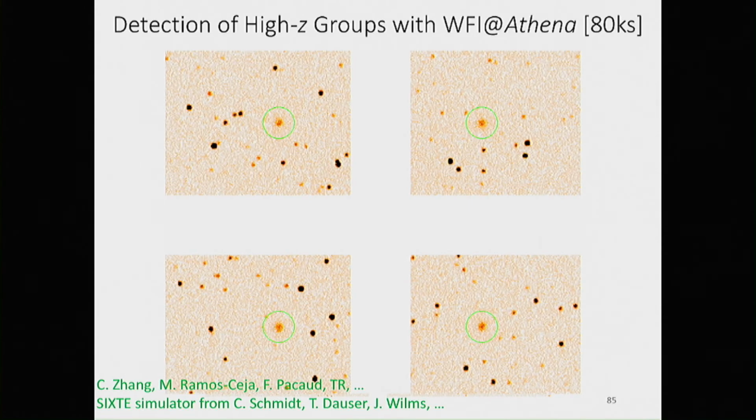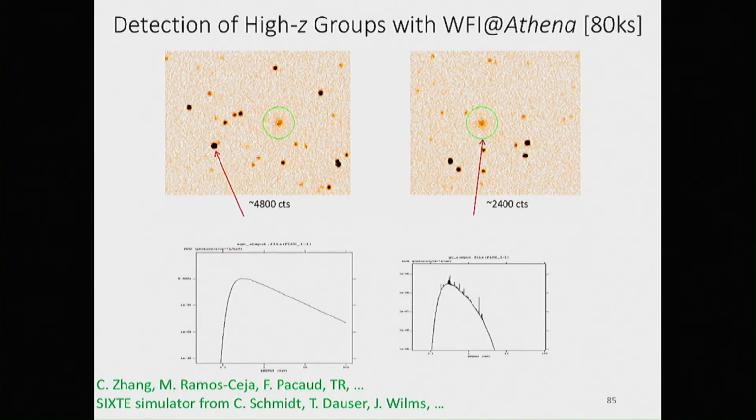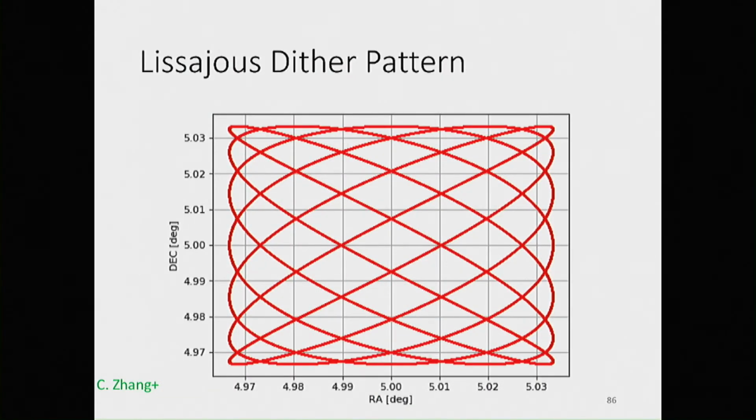Okay, let's zoom in. And in these kind of forecast simulations, you can not only forecast how the images look like, but for each source you also input a spectrum, so you can really analyze the data in the same way as one would analyze the real data. And to get rid of these gaps, we assumed some Lissajous dither pattern, and I forgot to mention the main work here is done by Jolie Zhang.